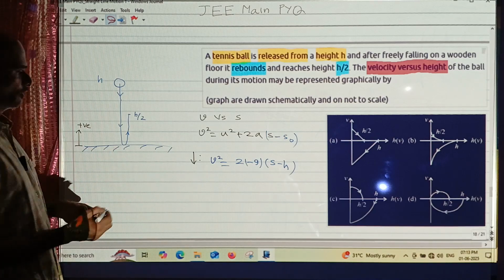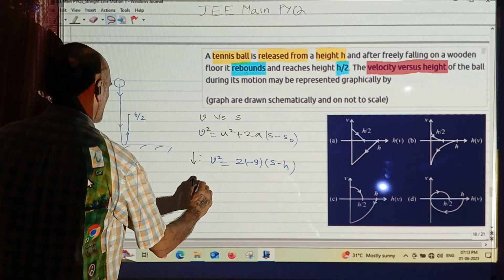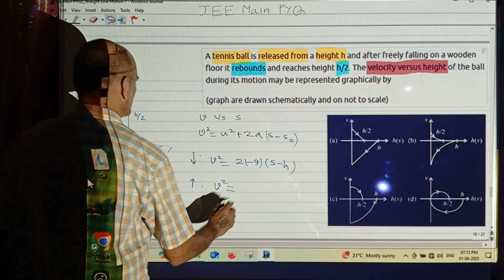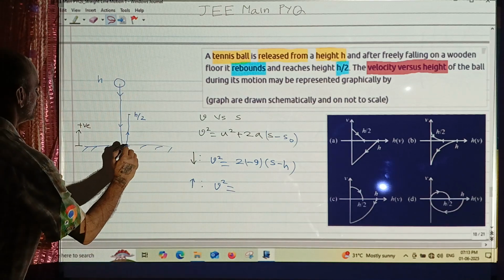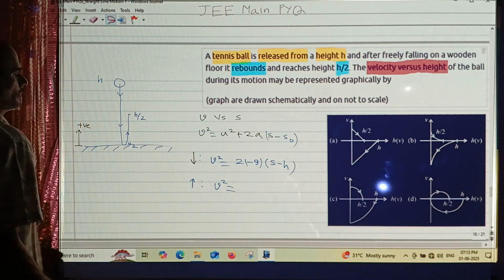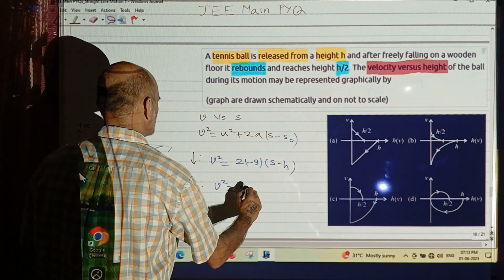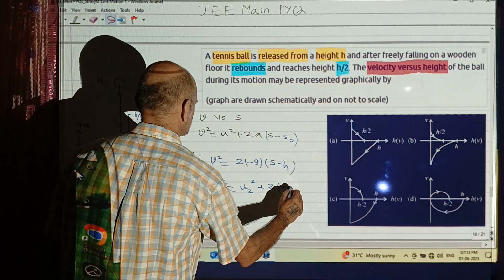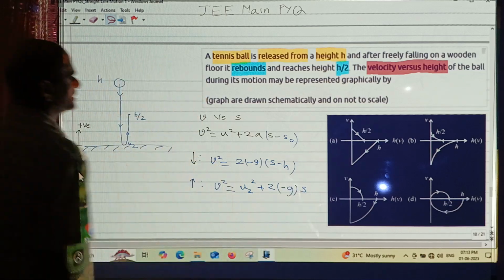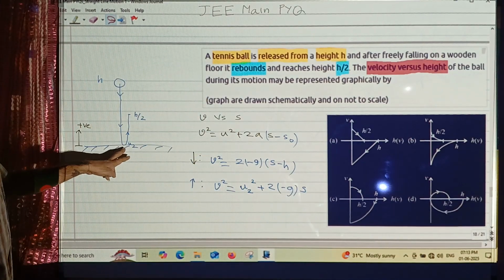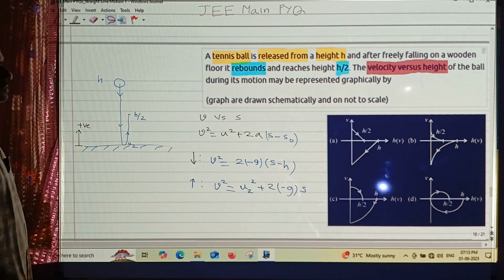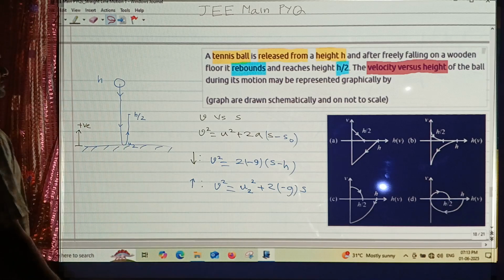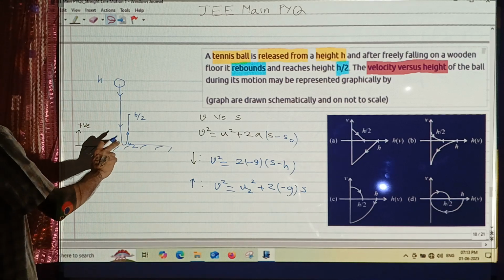The second part is the rebounding part, where the ball is going up. I write the same equation, v square equal to u2 square plus 2 times acceleration minus g, where u2 is the initial velocity for the second part of the motion. The displacement at time t equal to 0 is 0, so s naught is 0 for the second part. Here, for the second part, the time starts after it hits the floor.